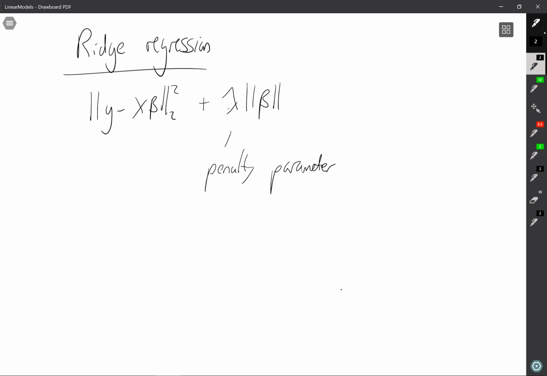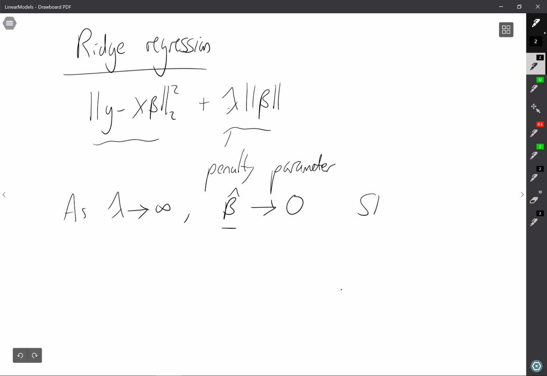Just note here what happens as lambda goes to infinity. Well, as lambda goes to infinity, this part doesn't really matter. This part is going to dominate this term. So as lambda goes to infinity, the parameters that we estimate are going to go towards 0. They're going to shrink to 0.